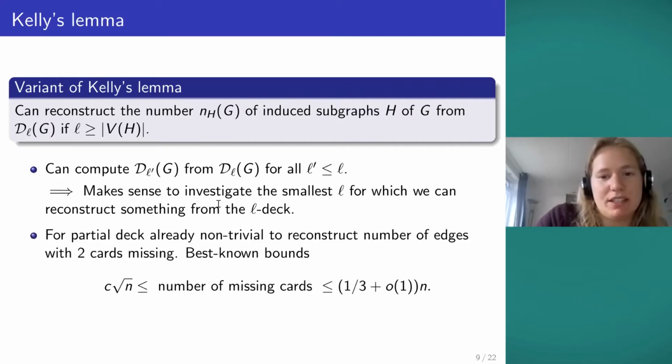And let me remark here maybe as well that this variant of Kelly's lemma, it's also tempting to do this in the partial deck setup, but there it becomes a lot more difficult. Even for reconstructing the number of edges, even with 2 cards missing, it was like a paper of someone. And the best known bounds are still quite far away from each other. So this sort of counting thing in the small card setup works very nicely, but in the setup where we remove some cards, this becomes a lot more difficult problem.